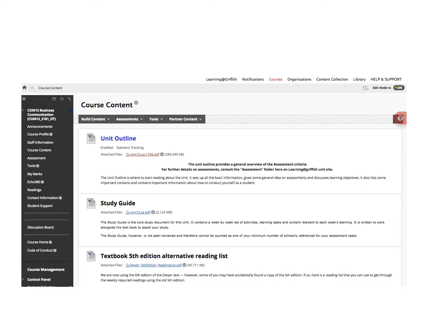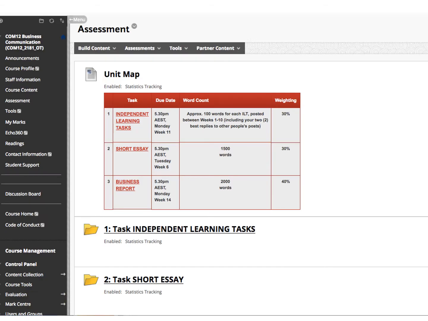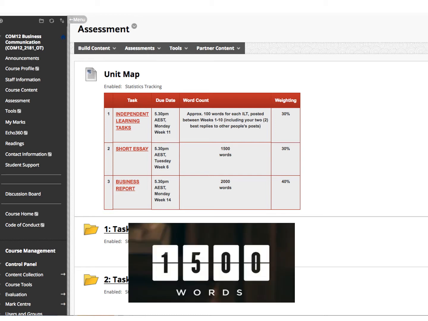So information about the assessment is available in the unit outline as well as under the assessment tab on Learning at Griffith. The task is to write a short essay of about 1,500 words. With that 1,500 words, there's a 10% leeway, so you can either go 10% below or 10% over the 1,500 word limit. That word limit does not include your reference list, however. It does include any in-text references and direct quotes that you include in your essay.